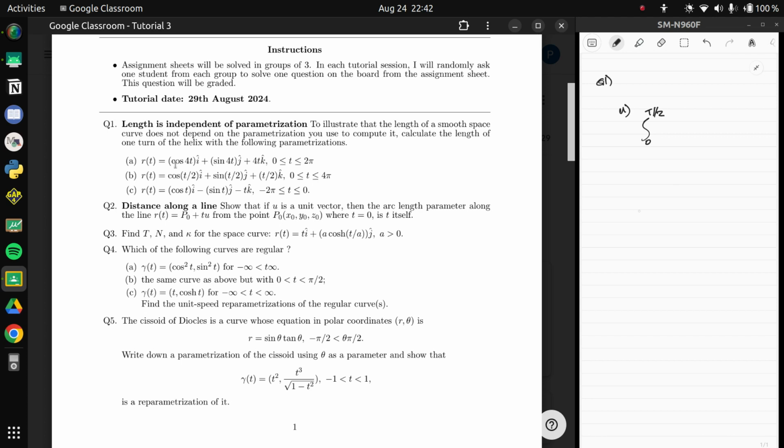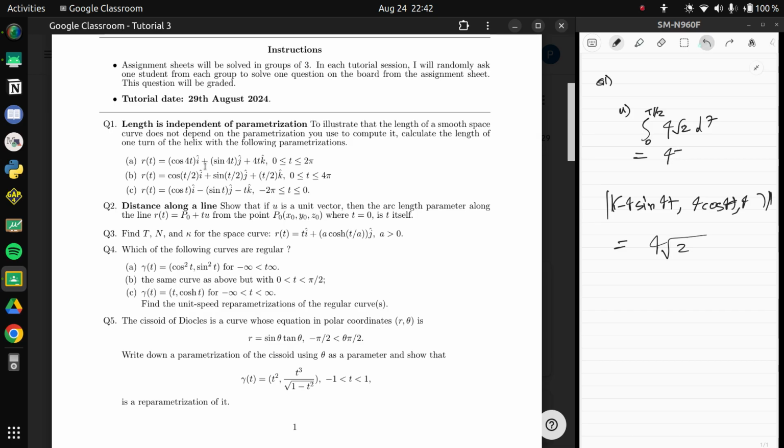The velocity vector is negative 4 sine 4t, 4 cosine 4t, 4. The magnitude of that is 4 square root of 1 plus 1, which is 2. So it's just 4 square root of 2 dt. That makes sense. This is 4 square root of 2 times pi by 2.